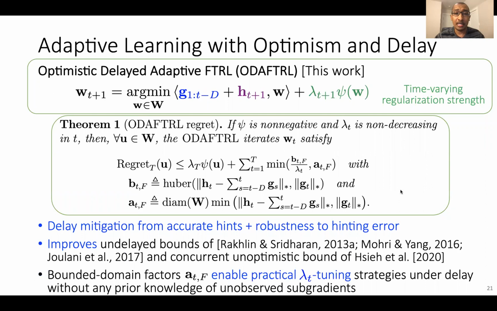And then finally, I want to highlight these new factors A_T^F that didn't appear in our past theorems. These bounded domain factors are going to enable practical lambda_t tuning strategies under delay that are going to allow us to avoid having any prior knowledge about unobserved subgradients. And that's going to be important in practice because quite often you might just rely on a uniform upper bound on your subgradients or losses, but that can be very conservative or just difficult to compute.